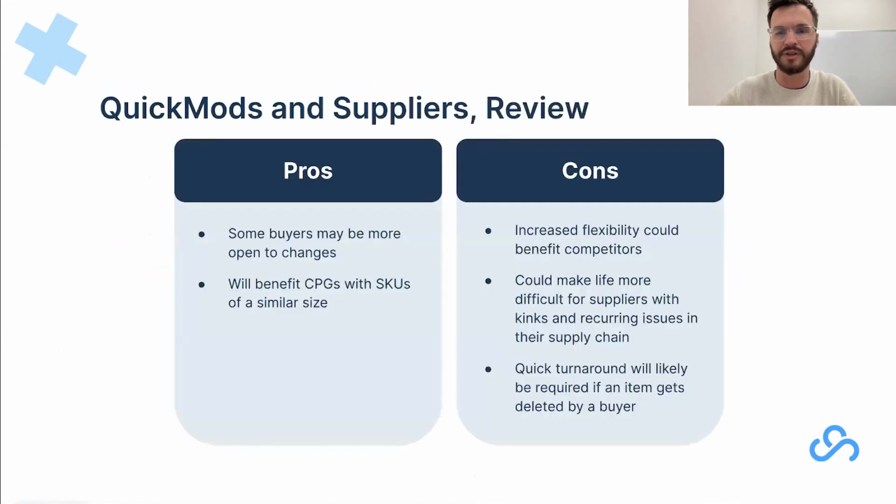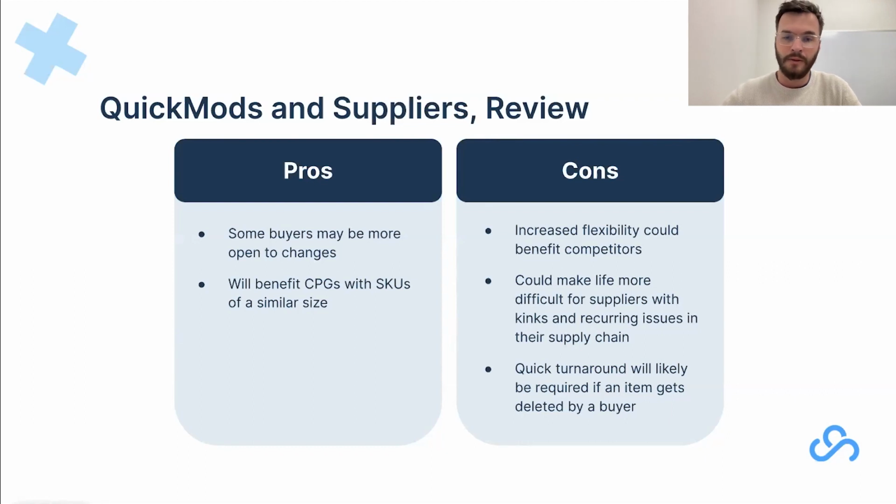Okay, so this is kind of a review, some of the pros and cons. The pros: some buyers may be more open to changes, right? It will benefit some CPGs with SKUs of a similar size. Some of the cons could be that increased flexibility could let in some of the competition, right? It could make life more difficult for suppliers with kinks and recurring issues in their supply chain, obviously. And quick turnaround will likely be required if an item gets deleted by a buyer, okay?